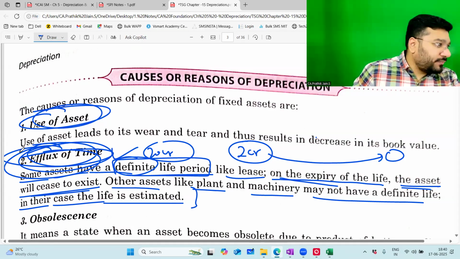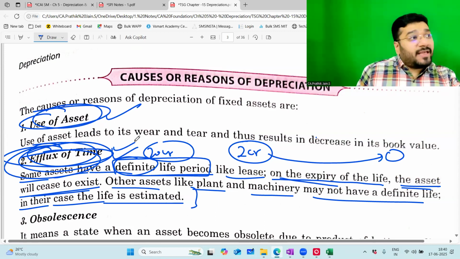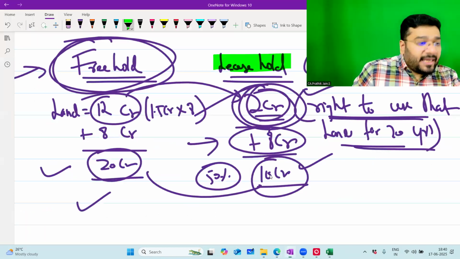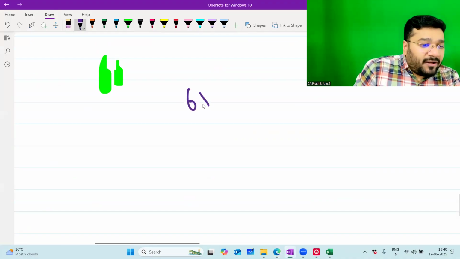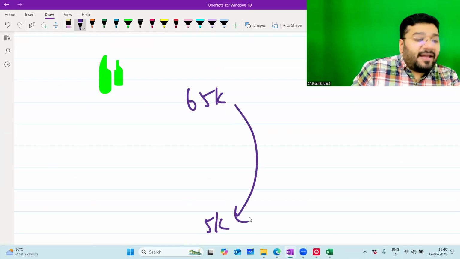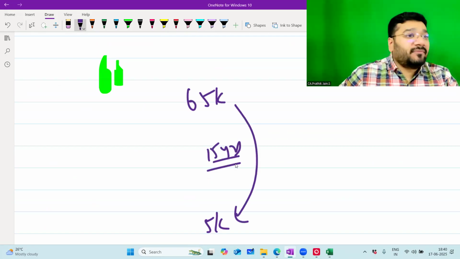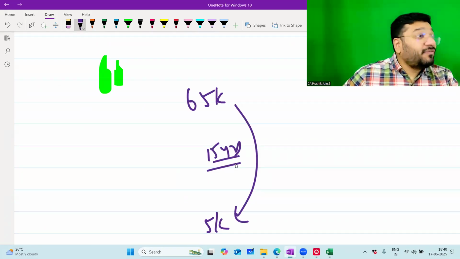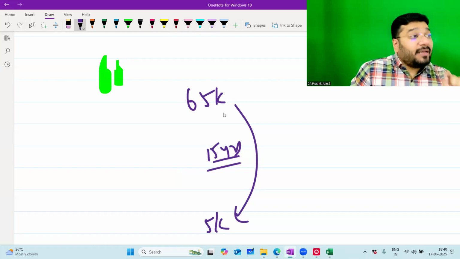My question to all of you. In case of use of asset and efflux of time, there is a fall in value of the asset every year. In case of use of asset, I give example of Activa. 65,000 worth of Activa became 5,000 rupees over a period of 15 years. I purchased in 2011. Now it is 2025.